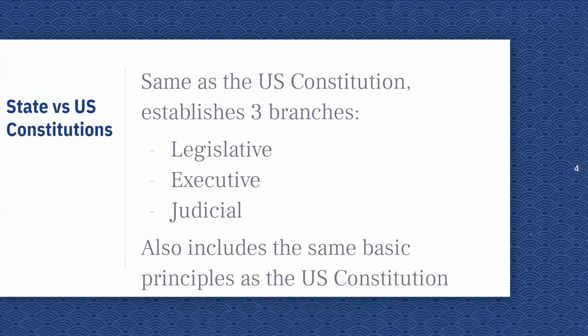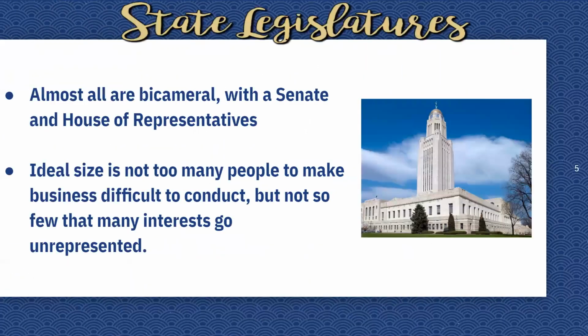Today, the modern constitutions have a lot in common with the US Constitution. Just like the US Constitution has the 3 branches, legislative, executive, and judicial, the state constitutions establish that as well. So each state has its own legislature, executive, and judicial branch. They also include some of the same basic principles, like the government can't do whatever it wants, there will be elections, people are generally equal, those kinds of principles.